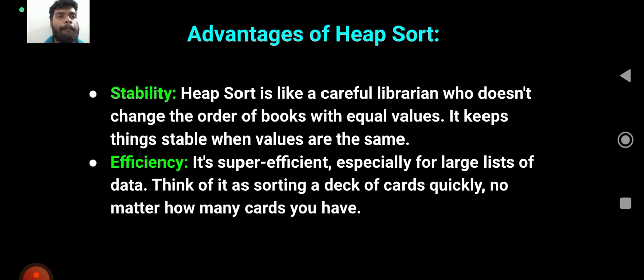Okay, and let us see the advantages of heap sort, that is, stability and efficiency. It keeps things stable when the values are the same, and it's super efficient, especially for large lists of data. That is, it can sort very large data sets. Okay, that's the main reason we use heap sort.